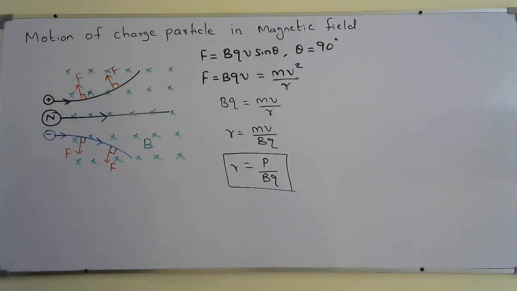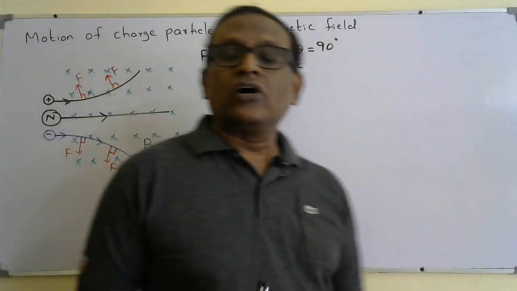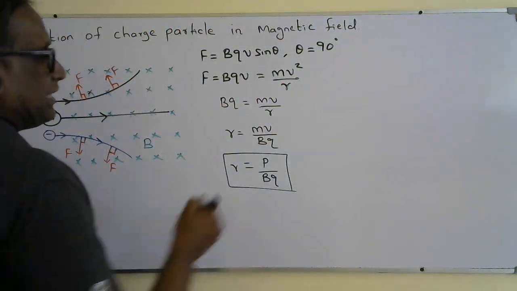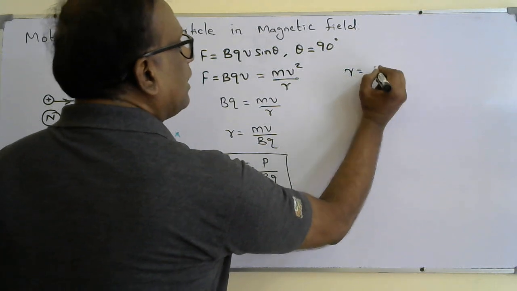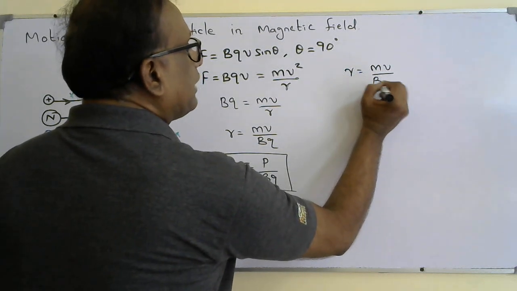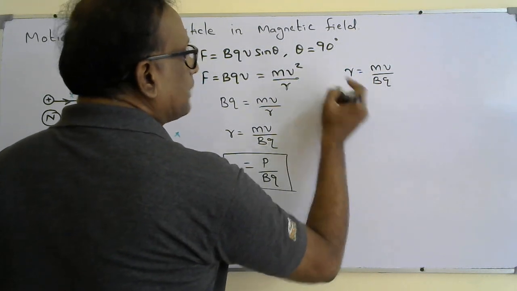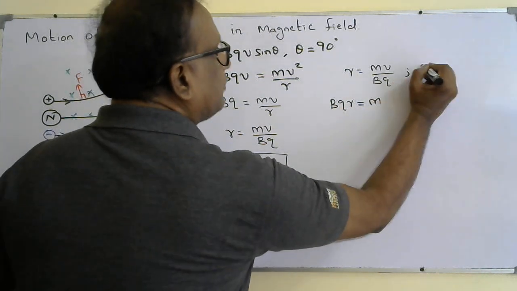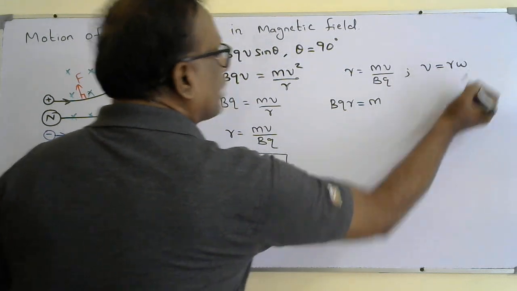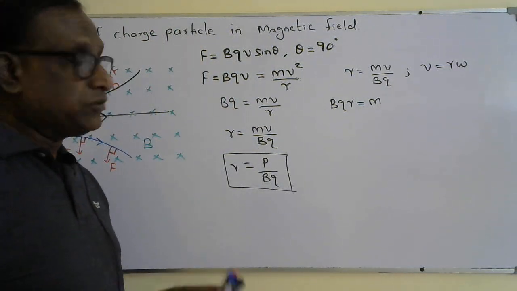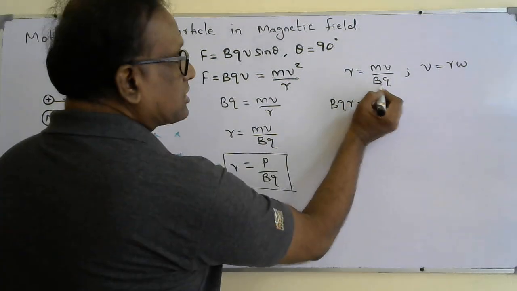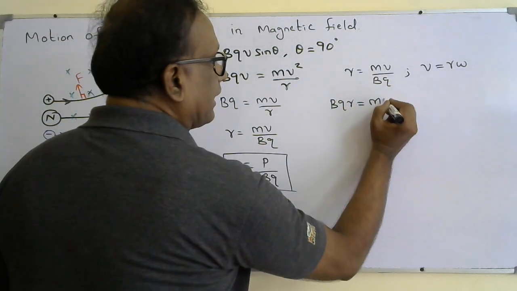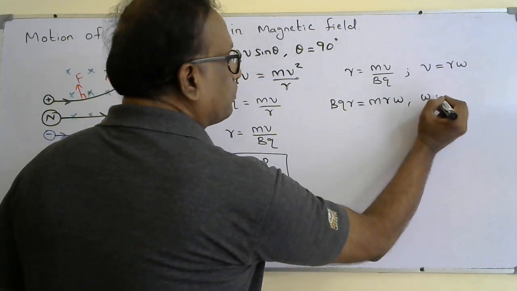Okay, we can get an equation for the time period of circular motion. I'll continue with this equation: r equals mv over vq. So I can cross multiply: vqr equals mv. We know that v equals r omega, and I want an expression for the time period. So vqr equals m into v, where v equals r omega, and omega equals 2 pi over T.